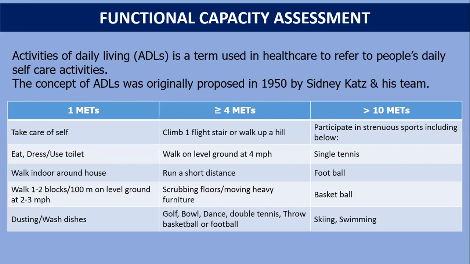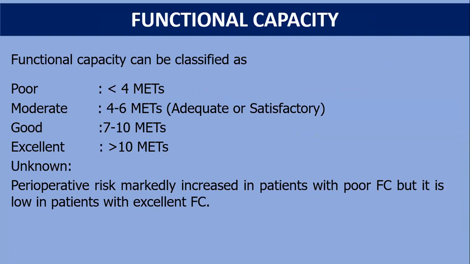Climbing one flight of stairs, walking on level ground at a speed of 4 meters per second, running for a short distance, scrubbing, moving heavy furniture, and so on. These are categorized as a person having 4 to 5 METs functional capacity. This group of patients is very important. Then according to that, we can classify the patient as having poor, moderate, good, or excellent functional capacity.